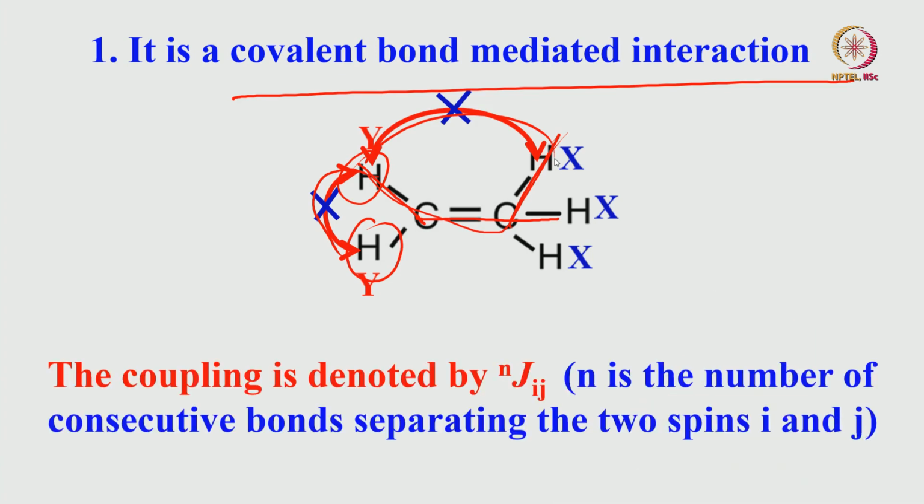Second, this coupling is always denoted by J_ij, is a term we use. Like chemical shift is always referred to as delta in ppm.